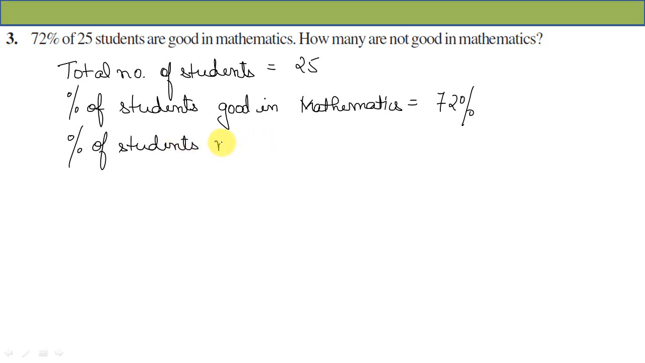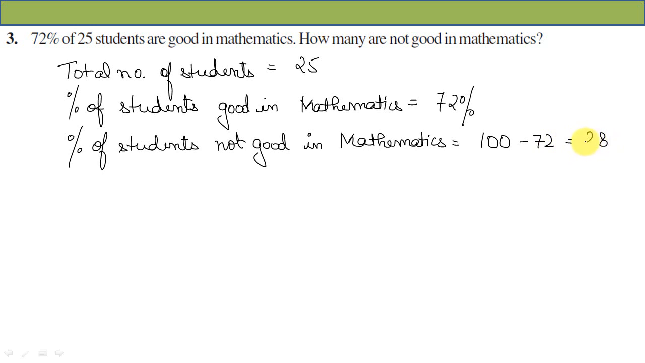If 72% of students are good in mathematics, that means percentage of students not good in mathematics will be 100 minus 72, which is 28%. Right? Because we know that total percentage is 100. उसमें से if 72% of students are good in mathematics, that means 28% of the students are not good in mathematics. Right?